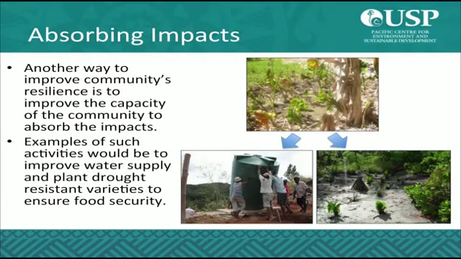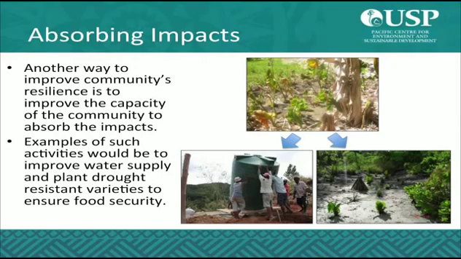Another possibility to improve community resilience is to improve its capacity to absorb the impact. In other words, to make sure that the damage caused by the impacts do not overwhelm the community so that they can move on. So this can be done by different actions. You can, for instance, diversify the community source of income so that if something happened to the community, one source of income may be affected but not the others.